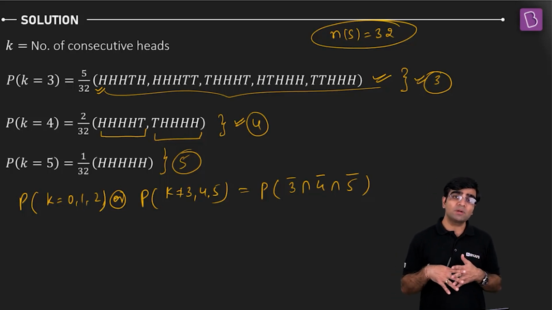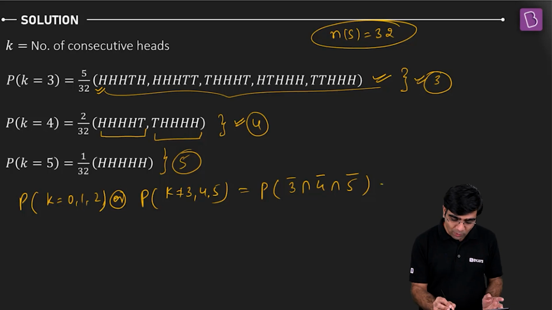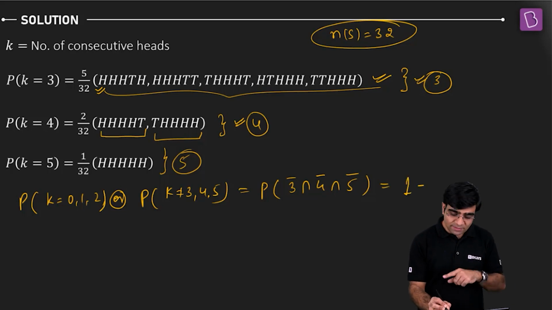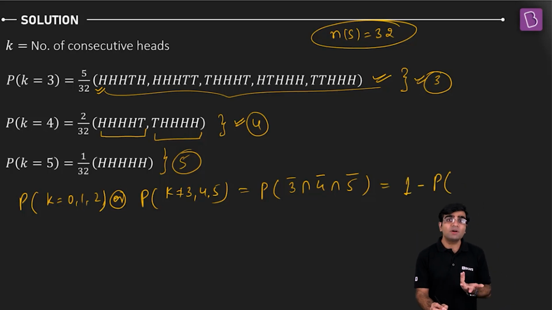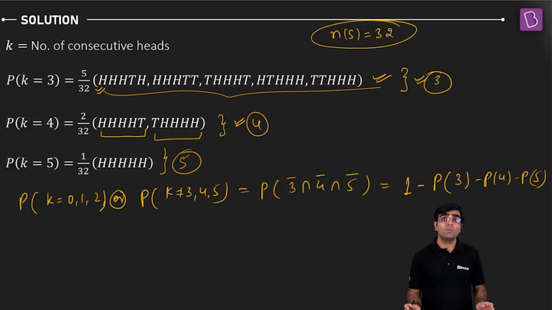That will become equal to what? Total probability, which is 1, minus the probability of 3, minus the probability of 4, minus the probability of 5. Why? Because there is no intersection, so any other possibility won't arrive. Are you getting my point? See, there is no common case for k equal to 3, k equal to 4 and k equal to 5. So they don't have anything in common. All the events are mutually exclusive.